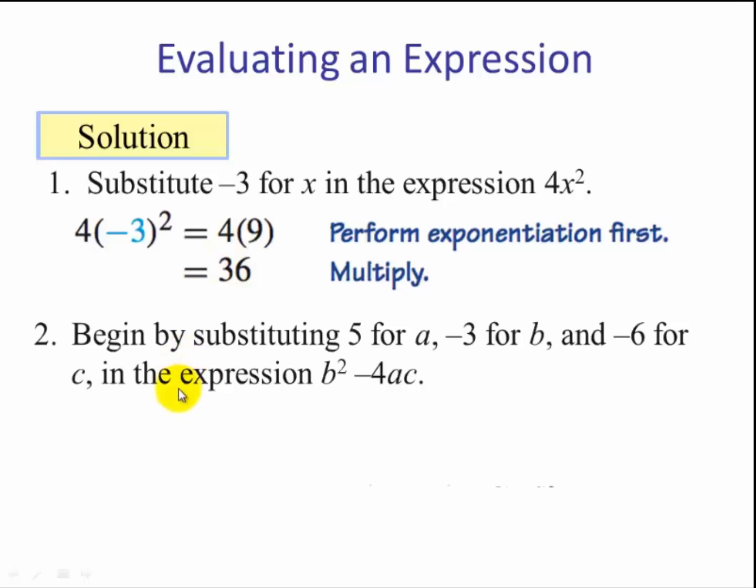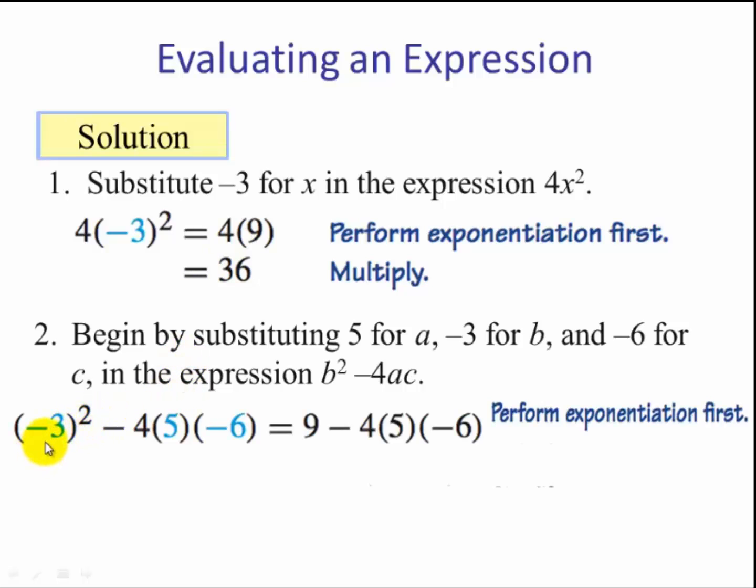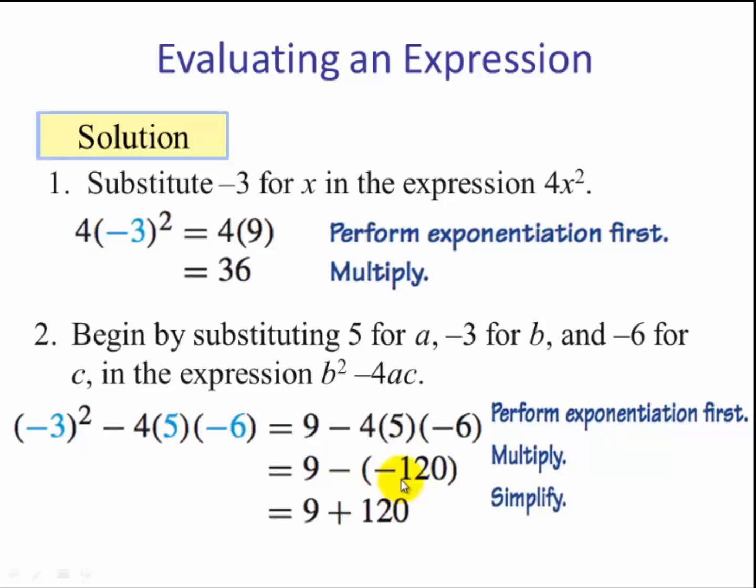Number 2, substituting in negative 3 for b, 5 for a, and negative 6 for c, we have to compute this. So the first thing that we do is square. We get positive 9. Next, we're going to multiply. So 4 times 5 is 20. 20 times negative 6 is a negative 120. Of course, subtracting a negative number means you add. So our final result is 129.